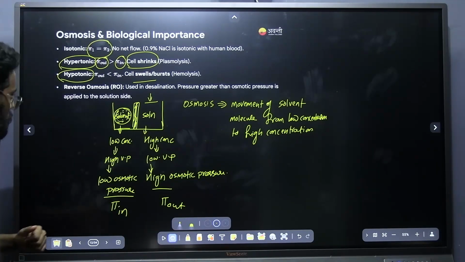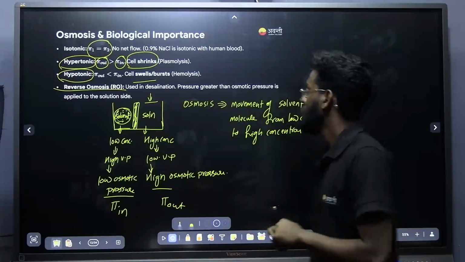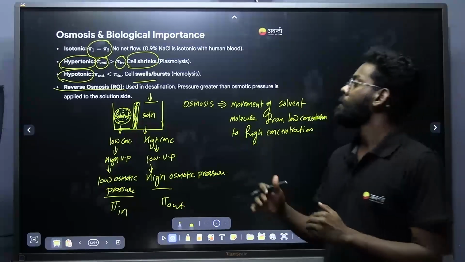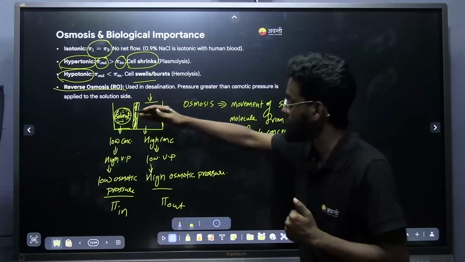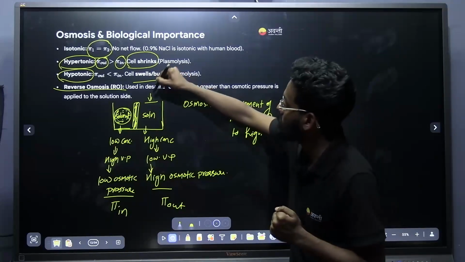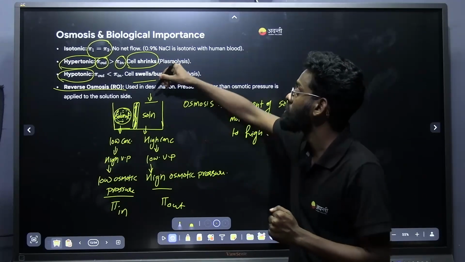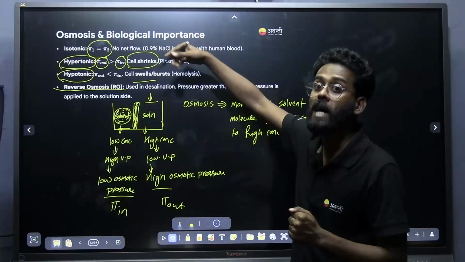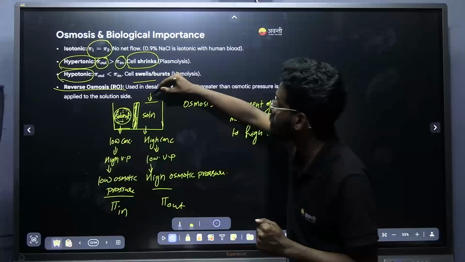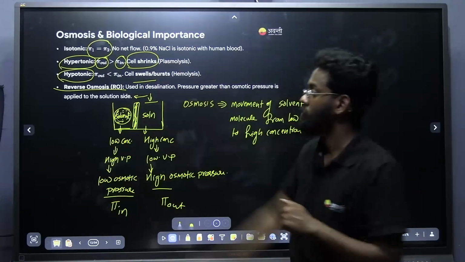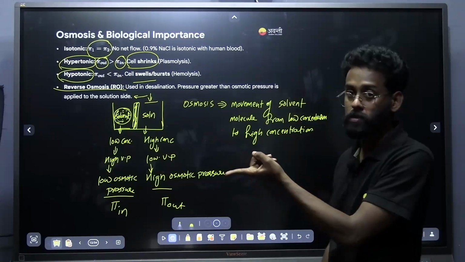Got it? Now what is the last one? Reverse osmosis. In this hypertonic solution, I am supplying pressure on this to stop osmosis, right? And if we supply pressure which is greater than the osmotic pressure, what is going to happen? The solvent molecule from the solution will start moving to the solvent, and that is reverse osmosis.